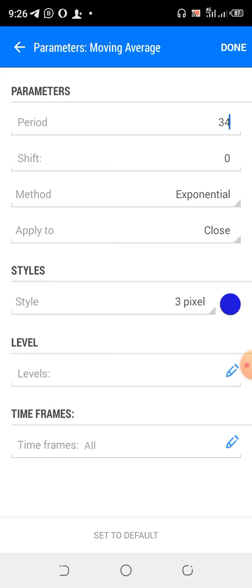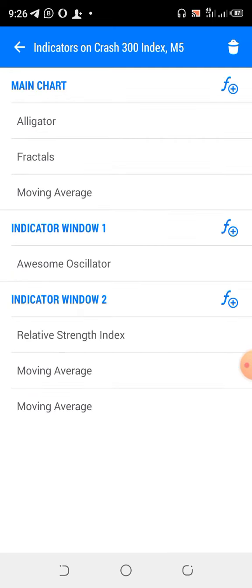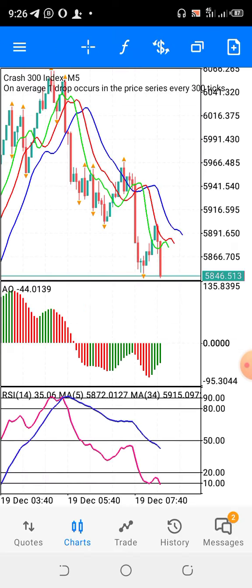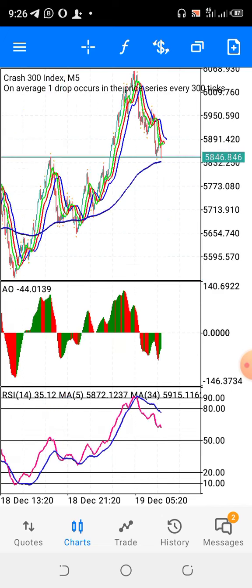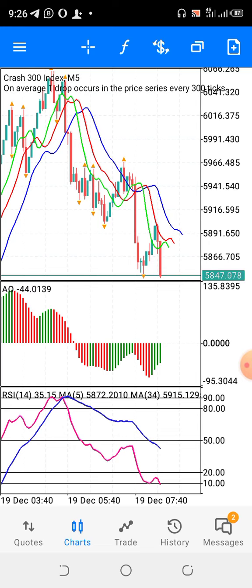Remember that the method I'm using is exponential, but the default setting for the Oxum oscillator is simple. Based on the level of account we are using, we are not using simple, we are using exponential, so it will be 34 EMA. All right, so this is what we have. Let's go back. Have you seen that this is exactly what we had at the early stage of this video? All that I have here is back.